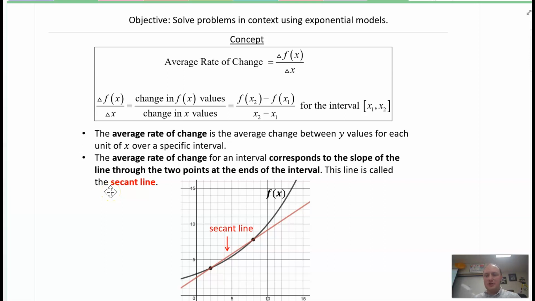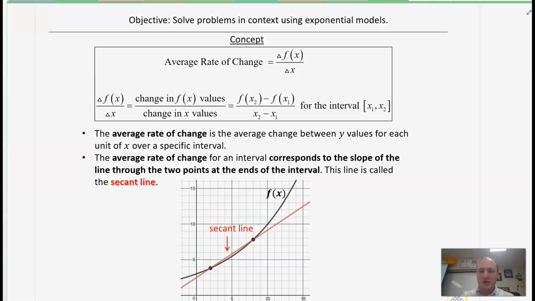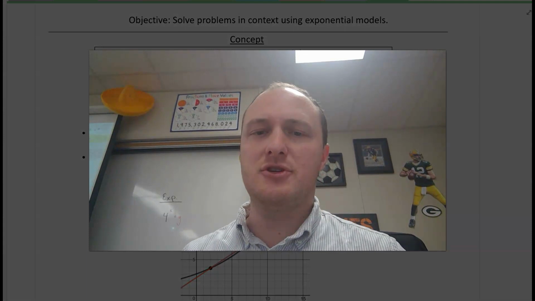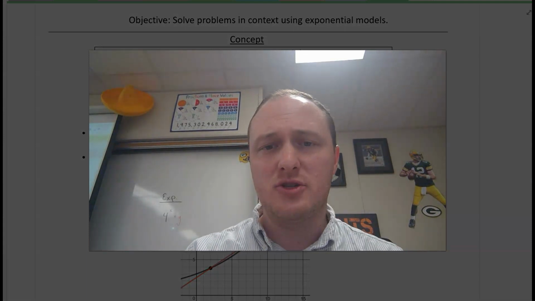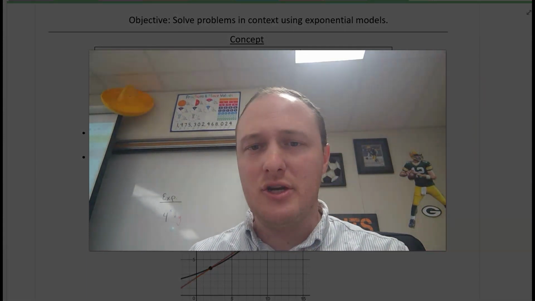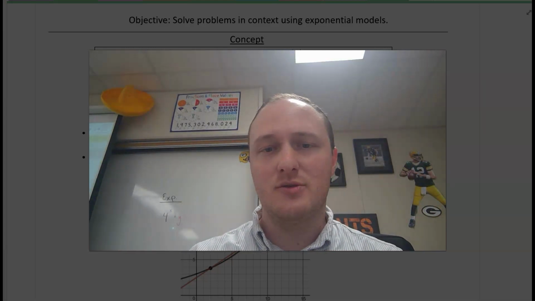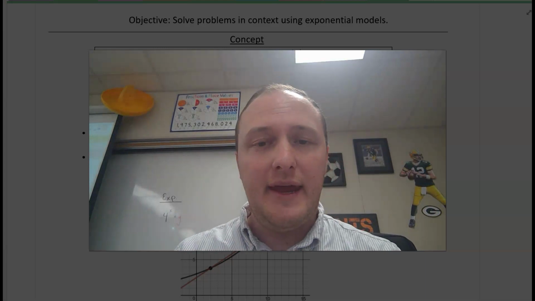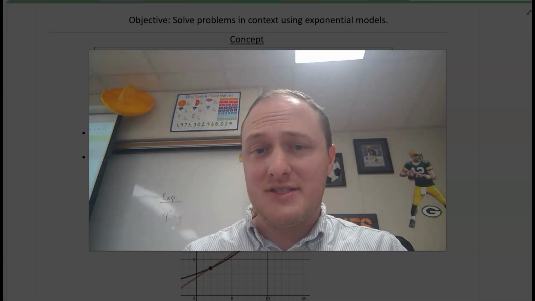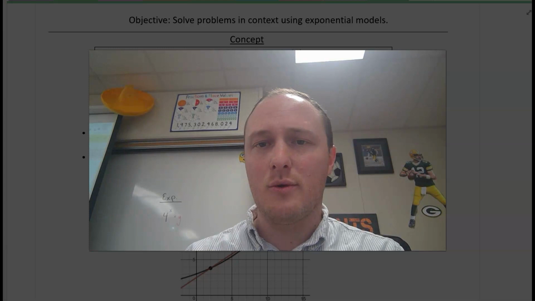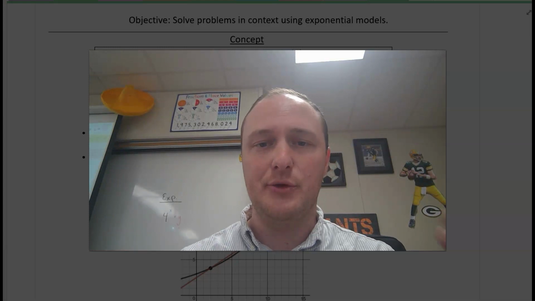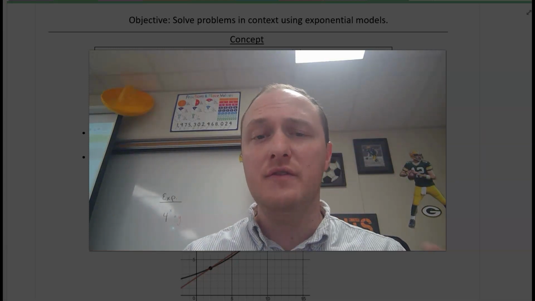Hey there, welcome back to 8.8, and what we are talking about is average rate of change using exponential models. So you guys have talked about average rate of change before. You should be very, very familiar that average rate of change is rise over run, and that essentially is delta y over delta x. Well, we're working with exponential functions, so instead of delta y's, we'll have function values, right?